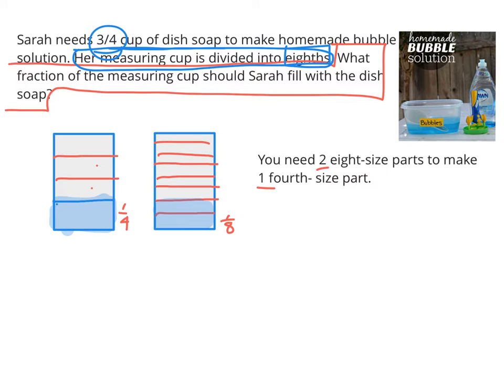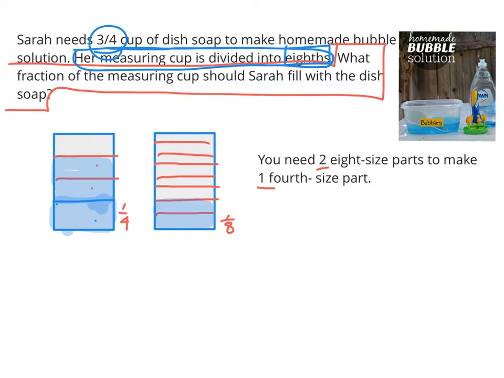Now step 2, let's find out how many eighths we need to make 3/4, since again, she needs 3/4. If we're using this cup, let's see what we need. So let's go ahead and shade in what 3/4 would look like. So we know this is 1/4, so 2/4 and 3/4. So 3/4 is all the way up here. Now let's shade 3/4 using the eighth-size model.